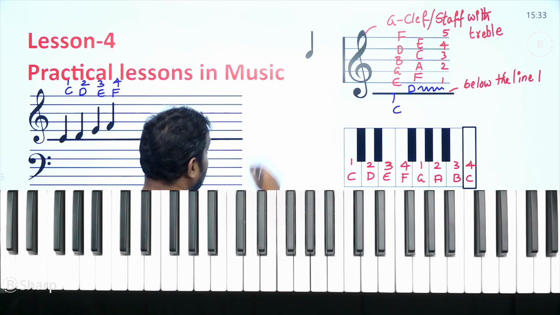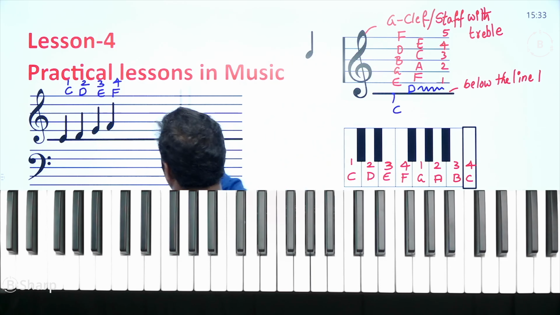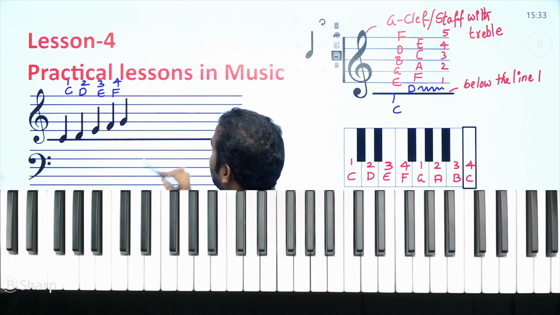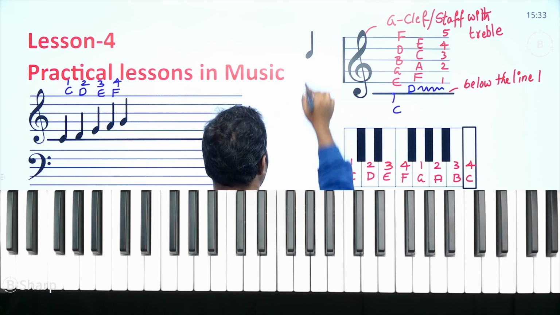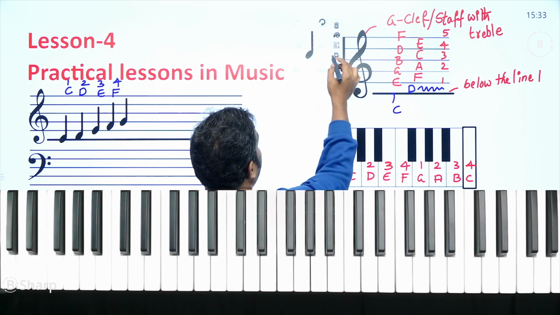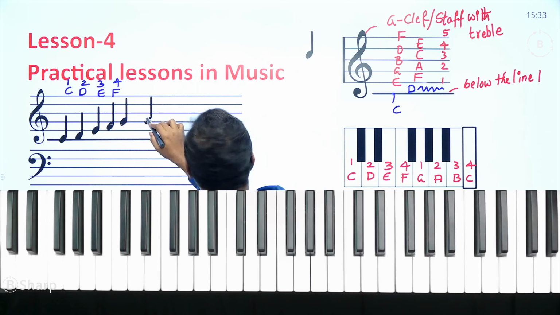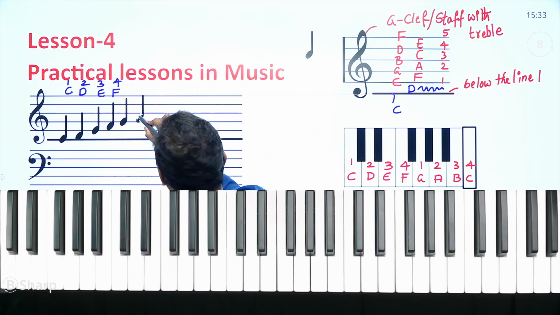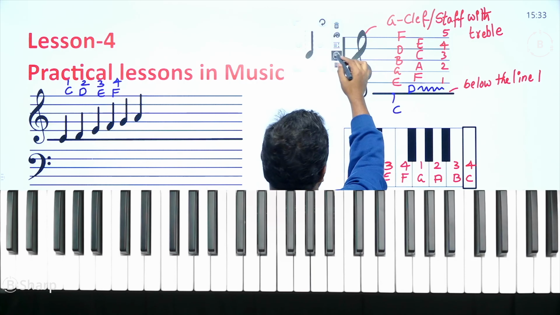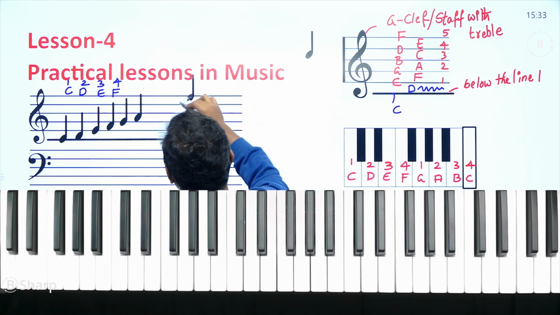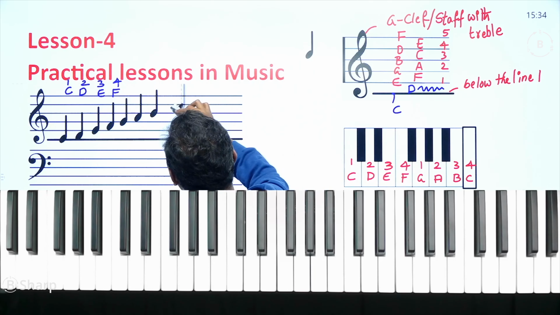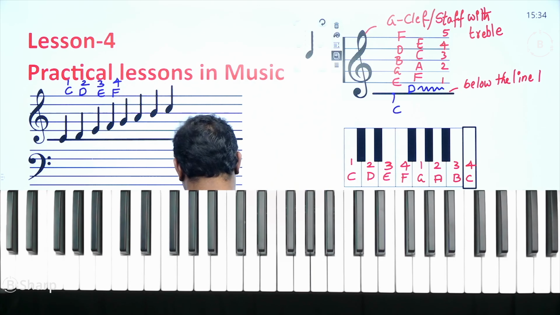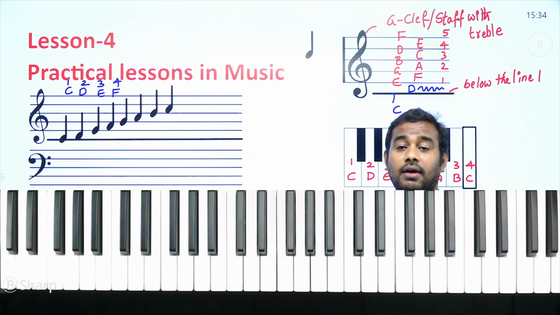So G will come on the second line. You just try to correlate here. Likewise, A will come in between the second line and the third line. Again, B will come on the third line. Then C will be present in between the third line and the fourth line.